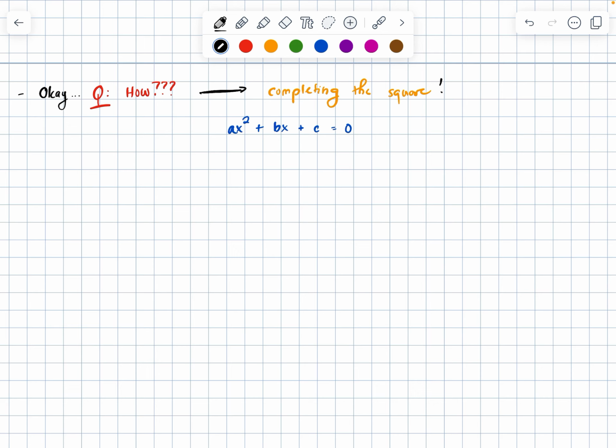Now, if I'm thinking through my procedure, you might even want to pull it up on your own. The first thing that we want to do when completing the square, we want to get all of our variable stuff to one side and our number stuff to the other.